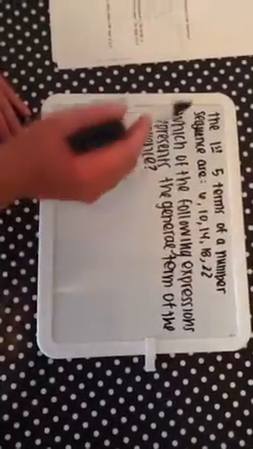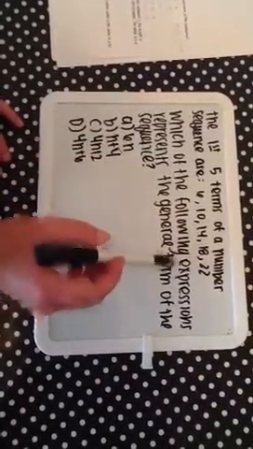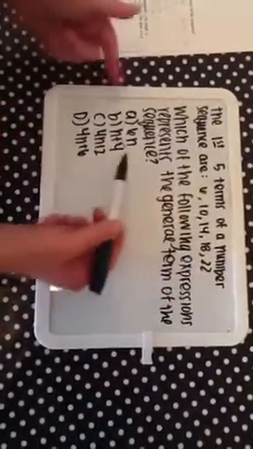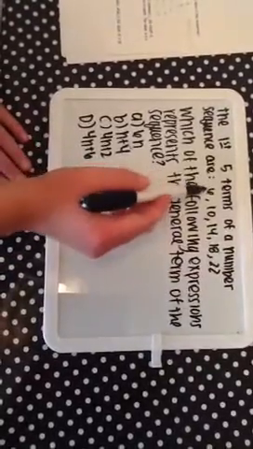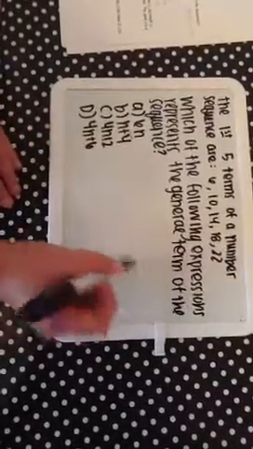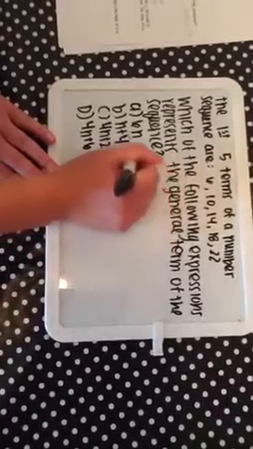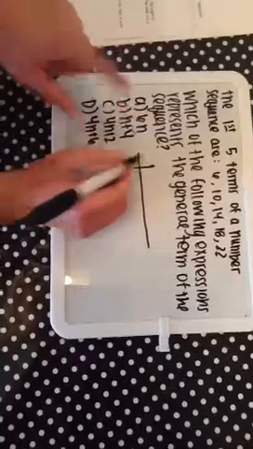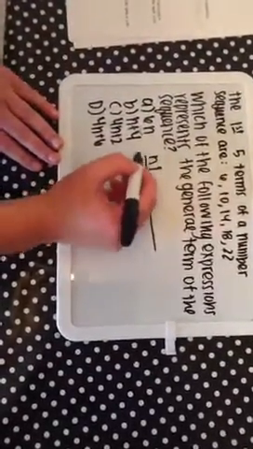Okay, so here's the problem. The first 5 terms of a number sequence are 6, 10, 14, 18, and 22. Which of the following expressions represents the general term of the sequence? So we have our answers, and so now we will use these numbers here to find the expression, or the equation. So what I'm going to do, I'm going to make a graph, and then have our n value up here and our answer.